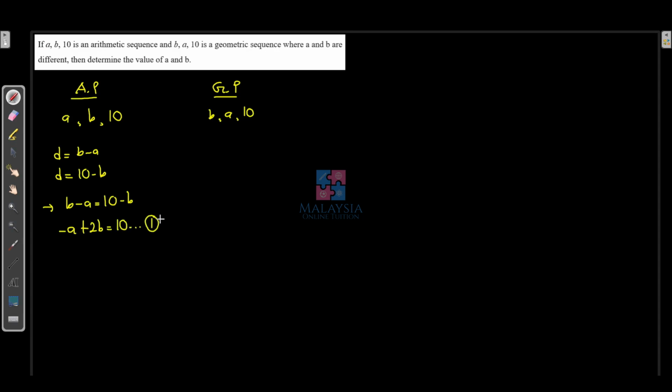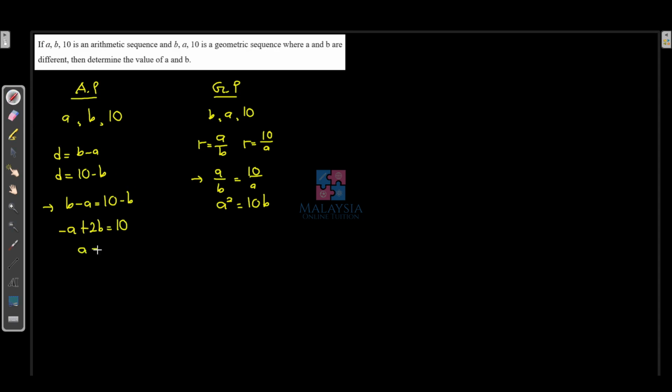So the next equation that we are going to get is from the geometric progression side. So this will have a common ratio. Like the common difference just now, second minus first term, but this time, second term divided by first term, third term divided by second term, and so on. So A divided by B. It can also be 10 divided by A. So as usual, we equate them. So A over B equals 10 over A. So we have A squared equals 10B. So it looks like we don't have a linear equation for the second one. So we have to make something the subject from the first equation just now.